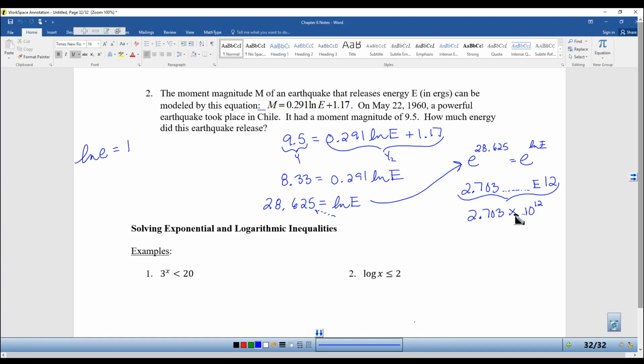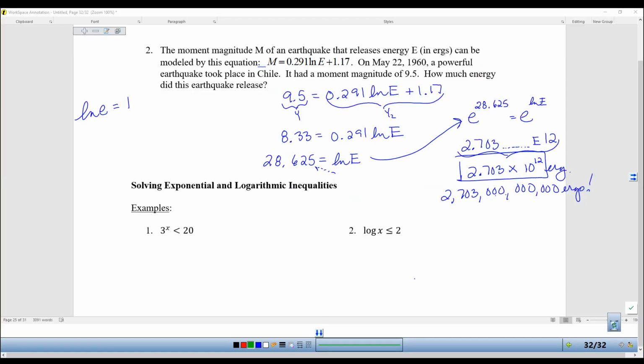It means it's a huge number, right? It means it's 2.703, 1, 2, 3, 1, 2, 3. There's going to be 12 of them. 2, 3, 4, 5, 6, 7, 8, 9, 10, 11, 12. Okay, that's how many ergs it is. It's huge. But you guys may not use the notation E12. That's your calculator's notation. You can either write it out, which I doubt you want to do, or you can just leave it in what we call scientific notation.